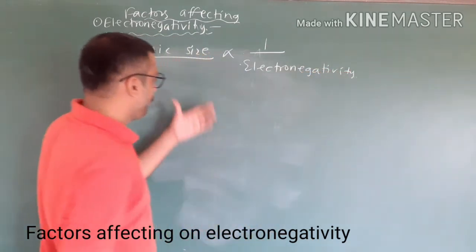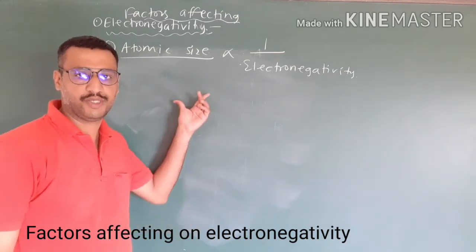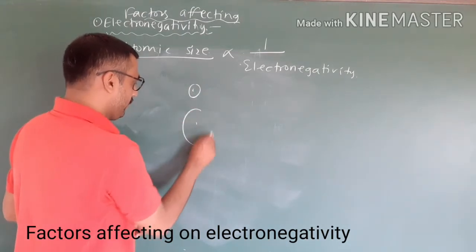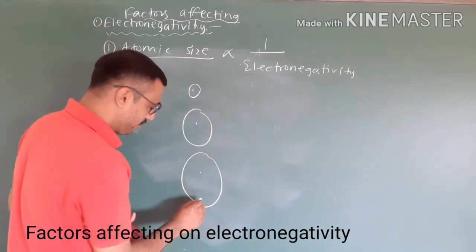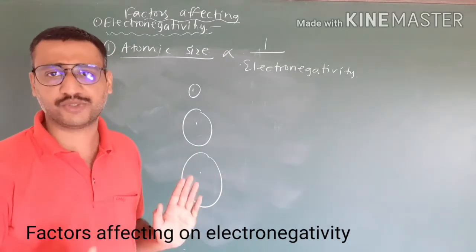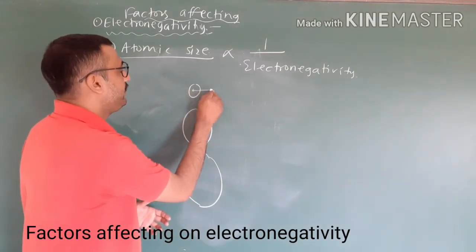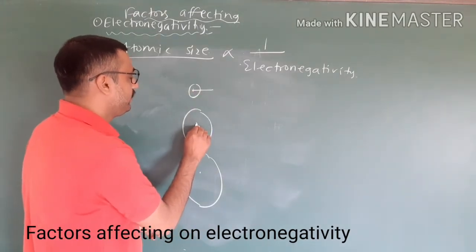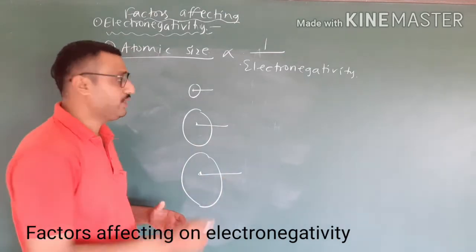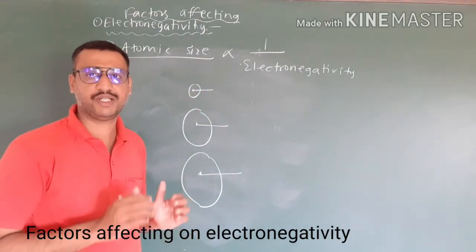As we move from top to bottom, atomic size increases. So compared to lithium, sodium has less electronegativity, and compared to sodium, potassium has lesser electronegativity. Why? Because electronegativity is not a property of an isolated atom; it should be in a bonded one. Suppose here lithium and these two bonded electrons, here sodium and bonded electrons, potassium and these bonded electrons. The distance between the nucleus of lithium and these bonded electrons is lesser. The screening effect is also less.